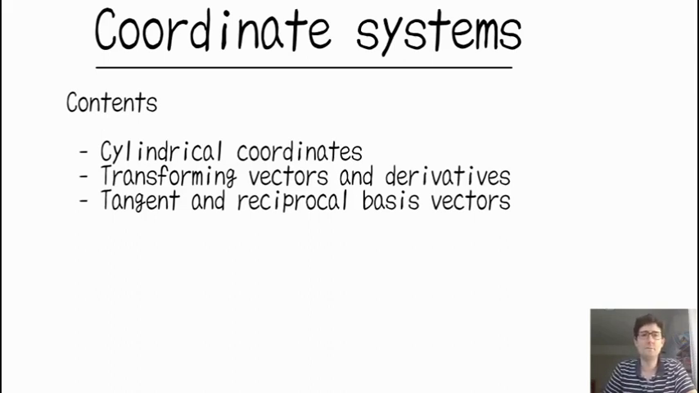So I'll introduce coordinate systems by first introducing a quite common one that's used in tokamak physics, cylindrical coordinates, and then use this as an example to introduce some basis vectors and ways that vectors and derivatives can be transformed. This will then be used in later videos to understand more complicated flux coordinates and non-orthogonal coordinate systems.